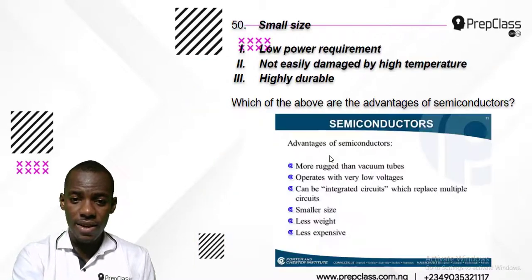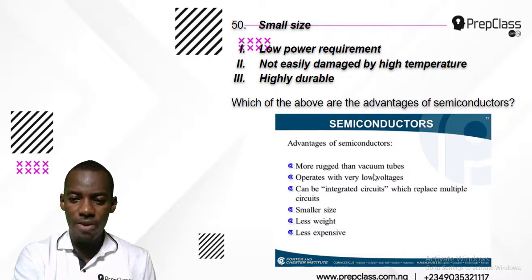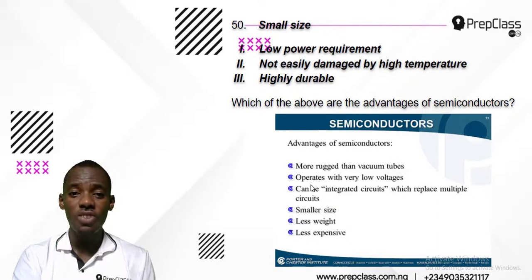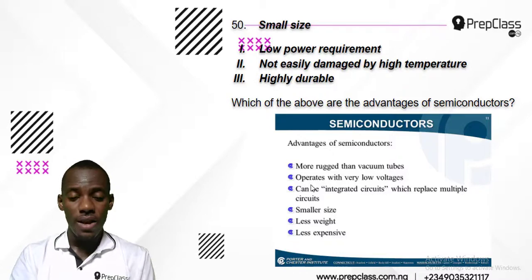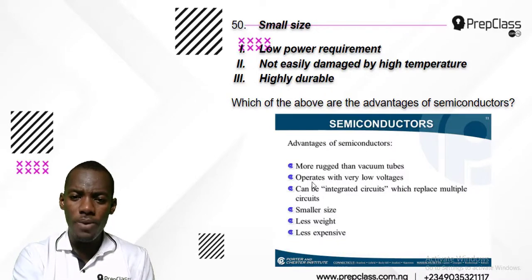Now, semiconductors have all these things. Let's see. The first one, semiconductors are more rugged than vacuum tubes. You know that semiconductors are just electronic stuff. So that means they are things that we use at home. They are under electronics. And then we have they operate with very low voltage. They can be integrated circuits, which replace multiple circuits. Then they have smaller size, less weight, and they are less expensive.